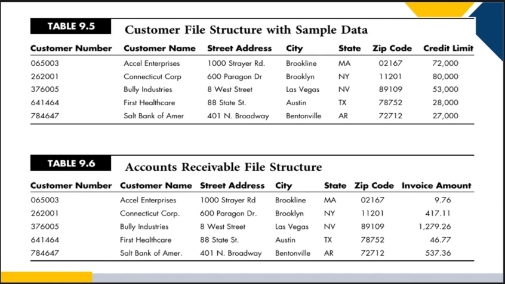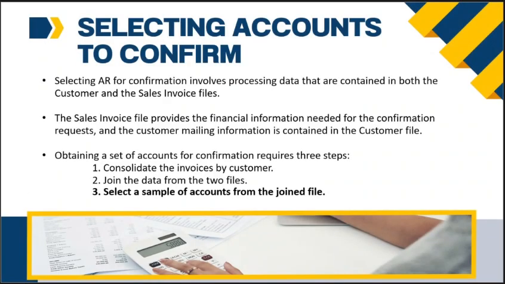Next slide. The last step in obtaining accounts for confirmation is to select a sample of accounts from the joint file. In large organizations, the AR file may contain thousands of records. So, instead of confirming all of those accounts, the auditor may just select some of those accounts as a sample of records. ACL's sample feature offers two basic sampling methods: the random sampling and the monetary unit sampling, or MUS. The choice of methods will depend on the auditor's strategy and the composition of the AR file.